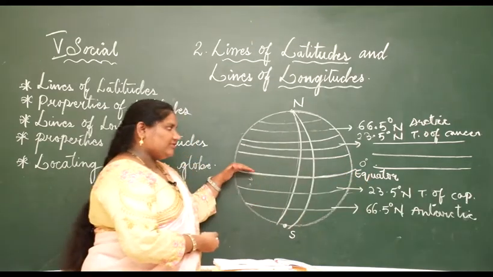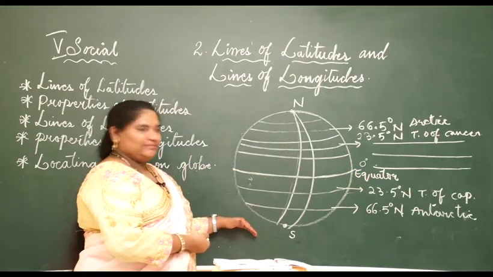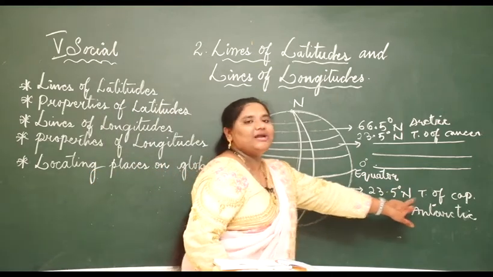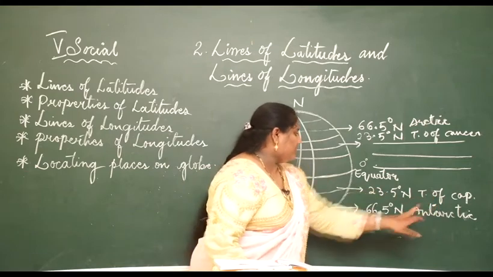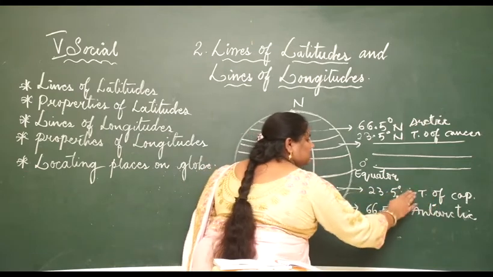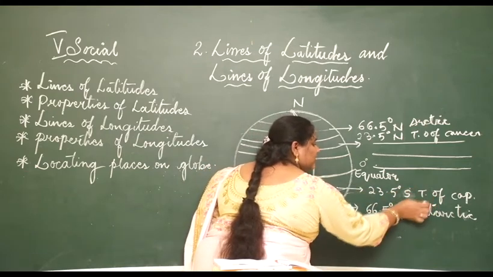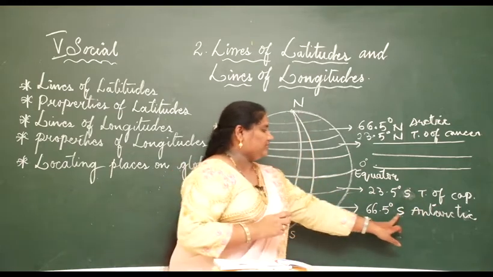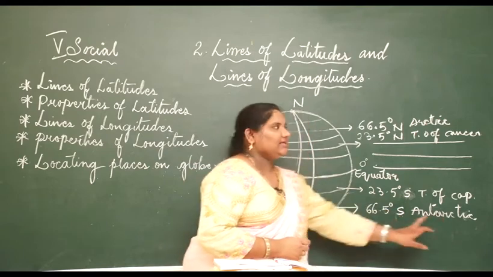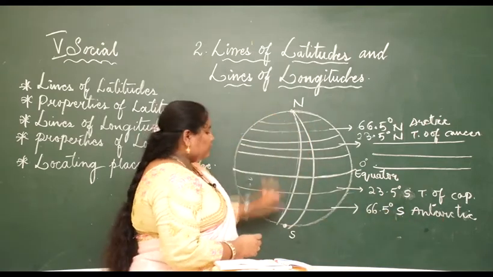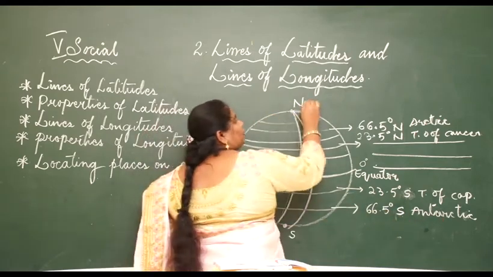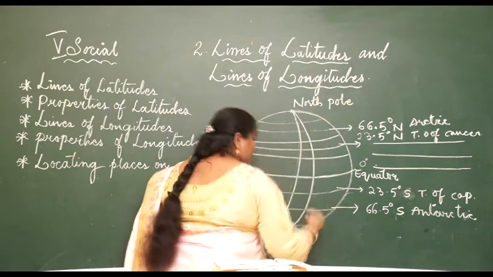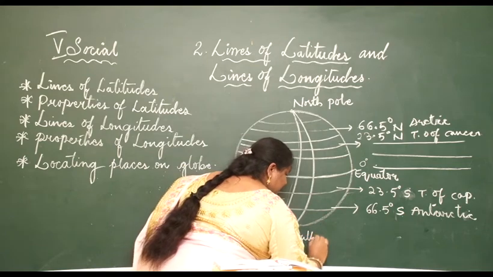So below 0 degrees, the equator, is called the southern hemisphere, where we see 23.5 degrees, which is called the Tropic of Capricorn. Sorry, this is south. 23.5 degrees south is called the Tropic of Capricorn, and 66.5 degrees south is called the Antarctic Circle. These are 2 points which are called the North Pole on the top, and very opposite to it is the South Pole.